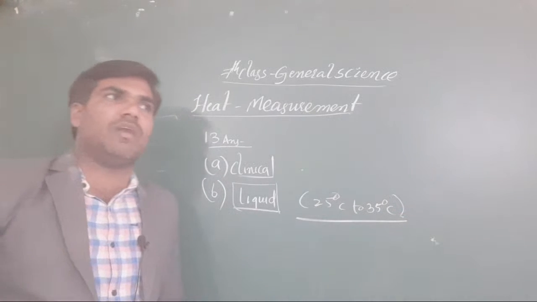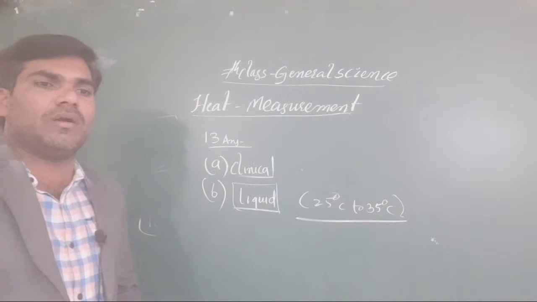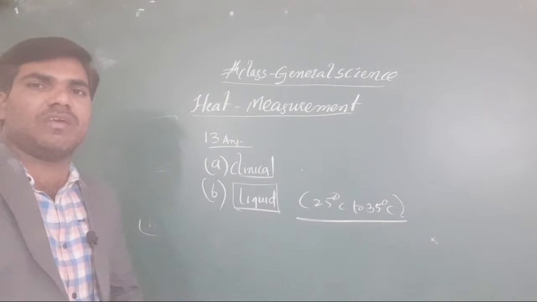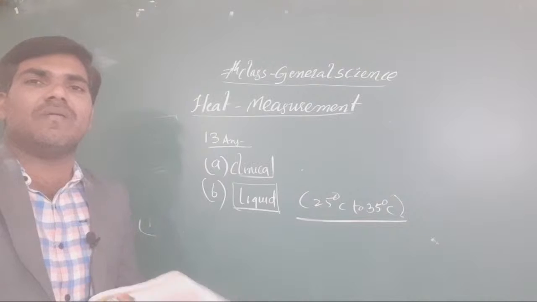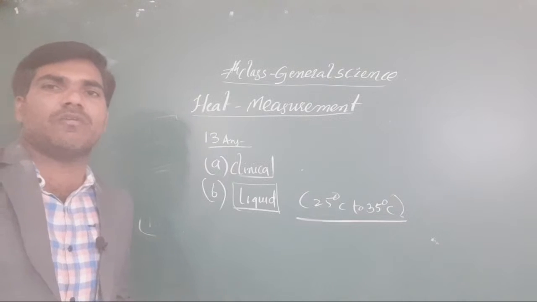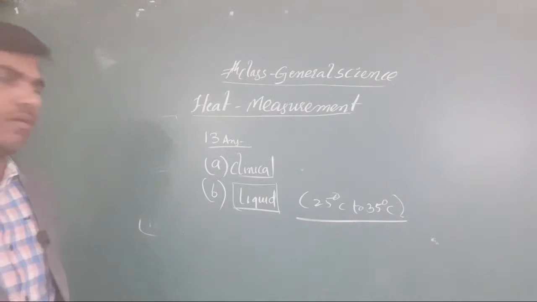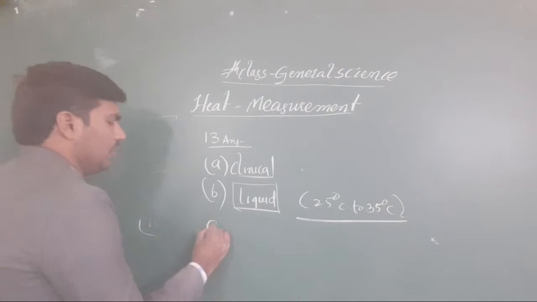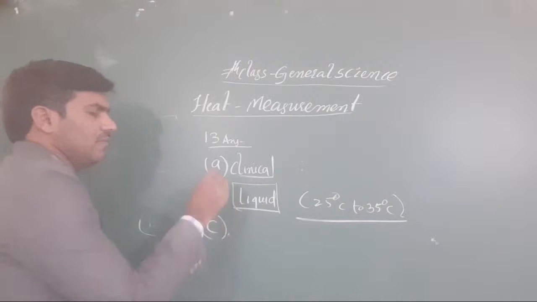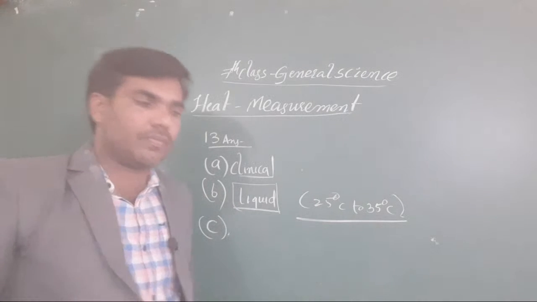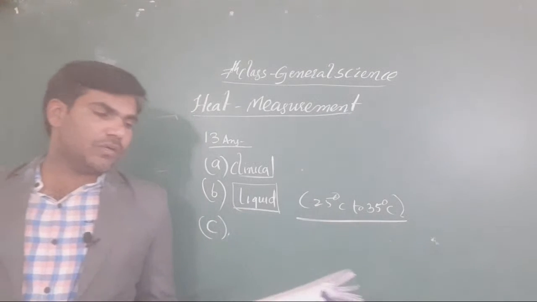Okay, you know very well. 36 degrees centigrade is the melting point of mercury. Already you know very well. Got it or not? And now we come to here, answer C.